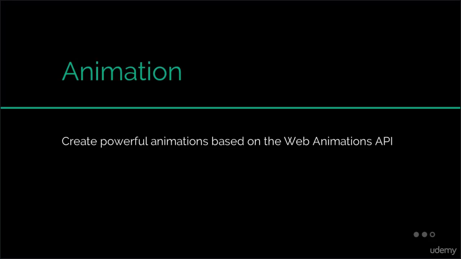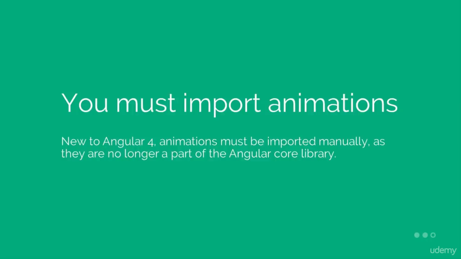Angular offers the ability to create powerful animations and activate them based on a variety of different factors. You can place animations on any HTML elements and make them occur based on Angular lifecycles, user events, and more. Now, one of the changes from Angular 2 to 4 was the fact that they moved the animation functions from the Angular core library into their own animations library.